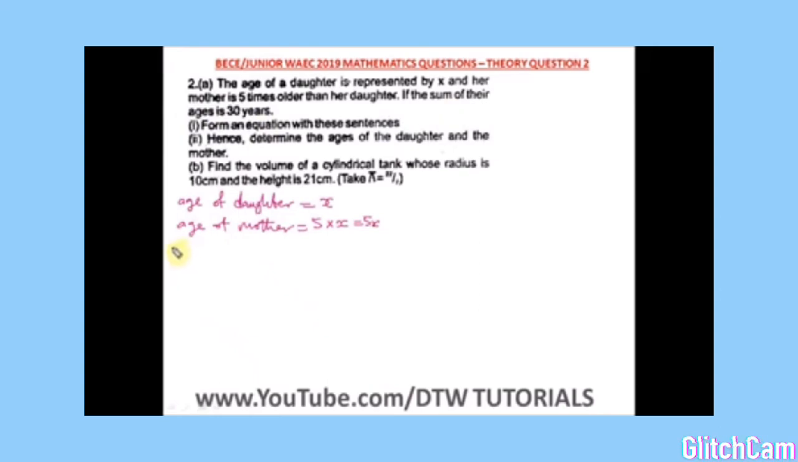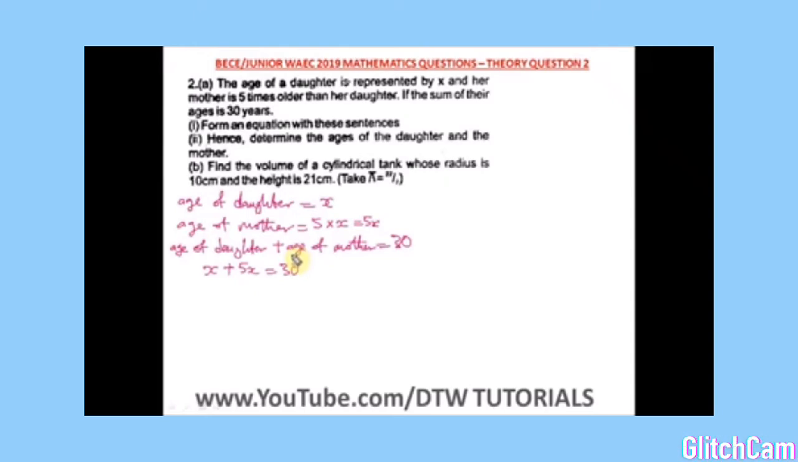Sum of their ages, that is age of daughter plus age of mother is equal to 30. So it means here, what is the age of daughter? That is X. And what is the age of mother? That is 5x. So we have X plus 5x is equal to 30. This is a word problem, so you have to interpret each statement one at a time. Don't just go through.